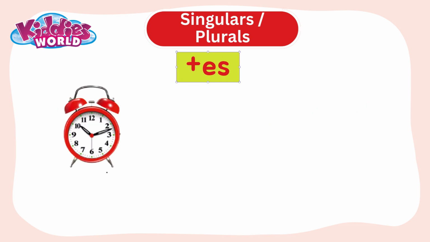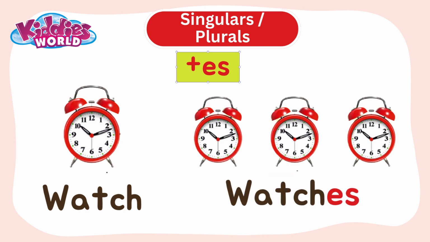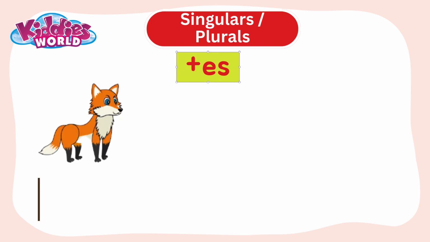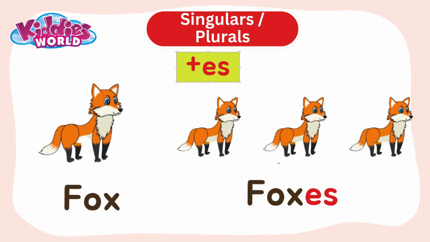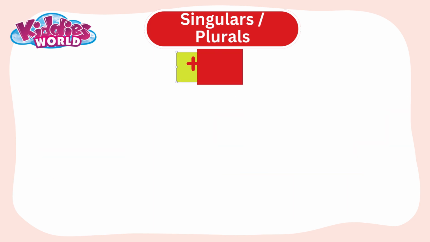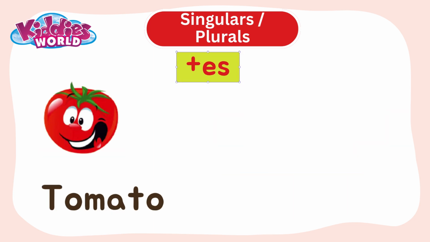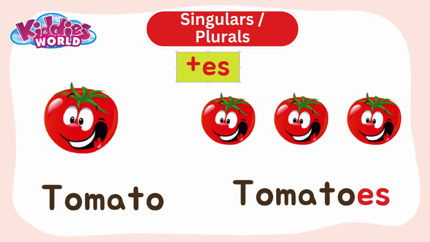This is a watch. When there's more than one, we say watches. Great, here is a fox. If we see more than one, we say foxes. Fantastic. This is a tomato. When we have more, we say tomatoes.